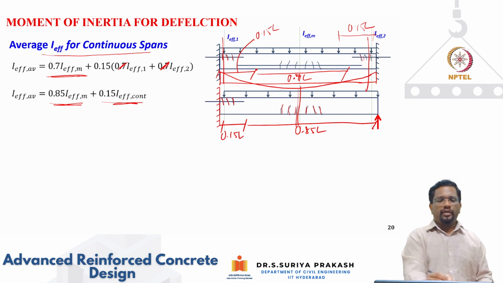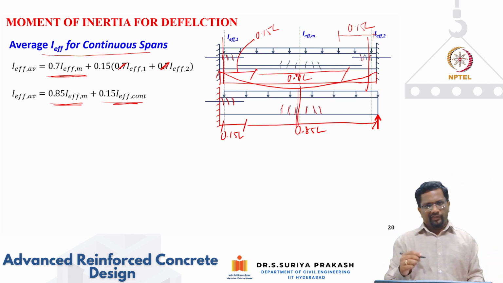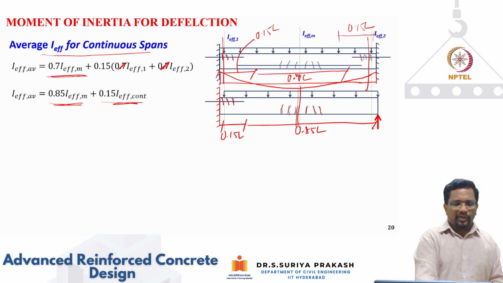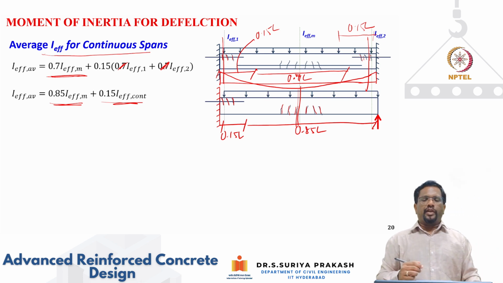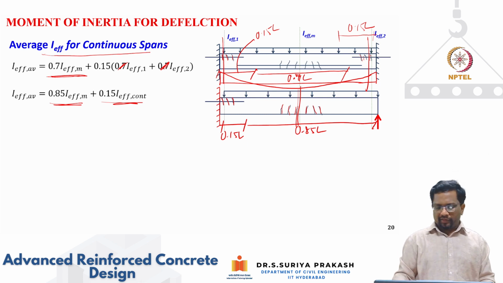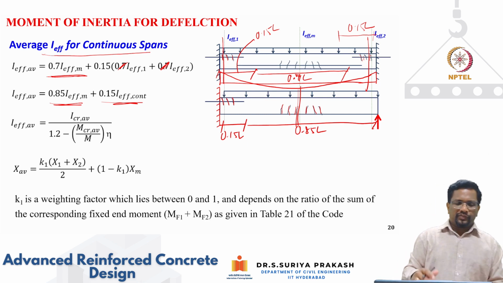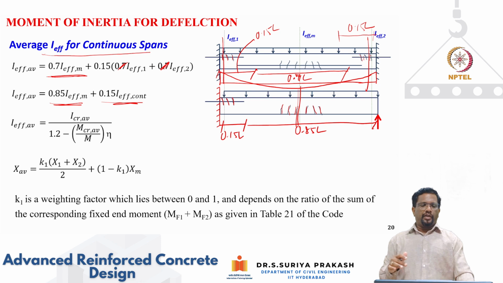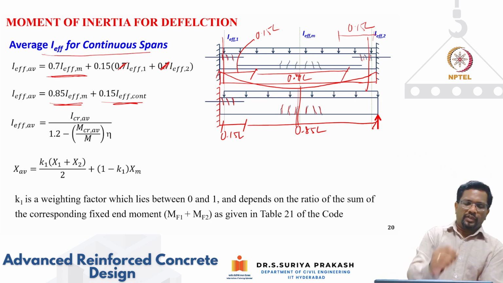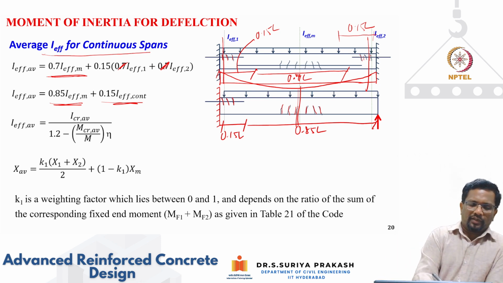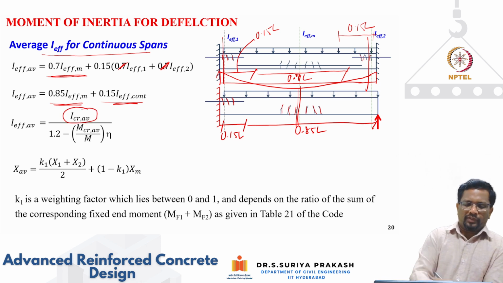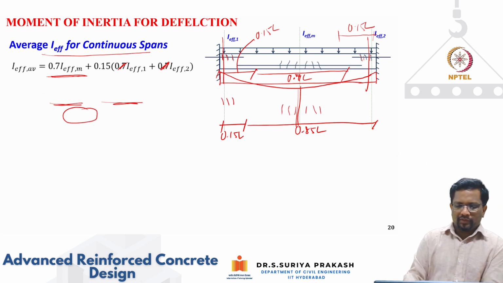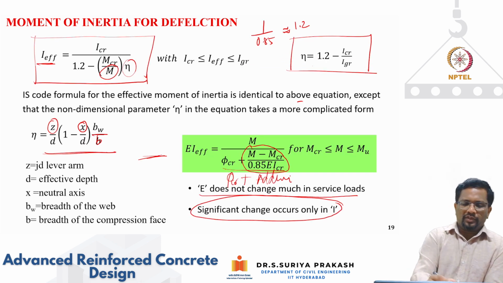For that, for a continuous system, we came up with this average I effective like this. For a propped cantilever, we came up with 0.85 I effective at midspan plus 0.15 I effective at continuous support. Right? So in this way, we can calculate your effective moment of inertia. So that again, you can calculate as this is your average cracked moment of inertia divided by. So again, we go back to this. So this is what I effective.